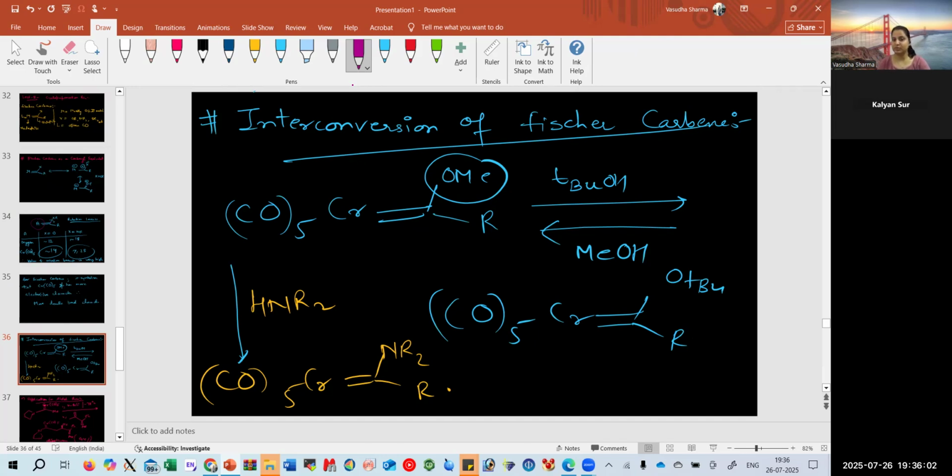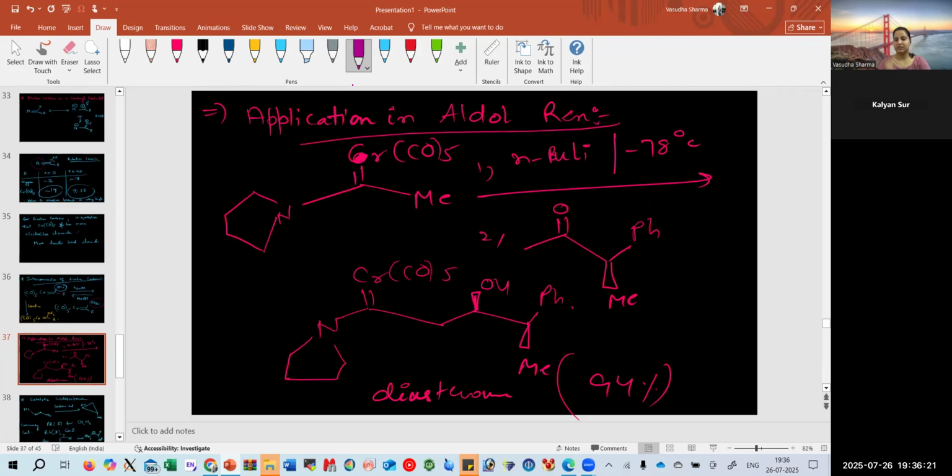We have an OMe group here. If you want to change it to tertiary butoxide, you just treat it with tertiary butanol. It would convert OMe to tertiary butoxide, and it can go back to the methoxide group if you treat it with methanol. Similarly, when we treat this Fischer carbene with HNR2, it gives us NR2. Again, the Fischer carbene has an application in the aldol reaction, where we use a Fischer carbene and a carbonyl group, and it gives an OH group here, which is a diastereomer.